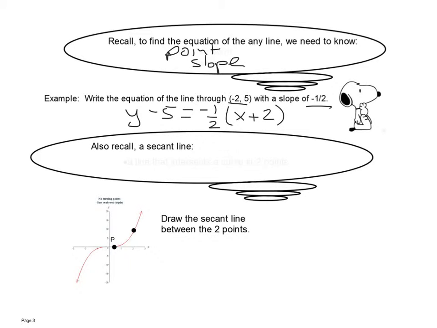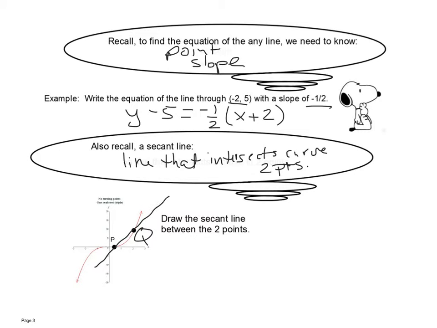Also, this is geometry: remember, a secant line is a line that intersects a curve twice, or in 2 points. So if I want to draw the secant line for this funny looking curve, it looks like a cubic, from P to Q, we'd go through there. Actually, if you keep going, it hits the curve 3 times, but if we're talking about the secant line from P to Q, there it is.